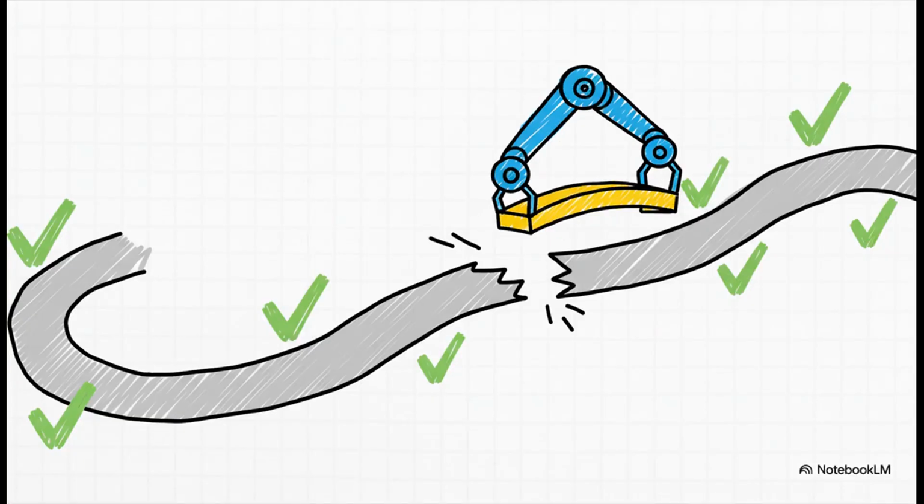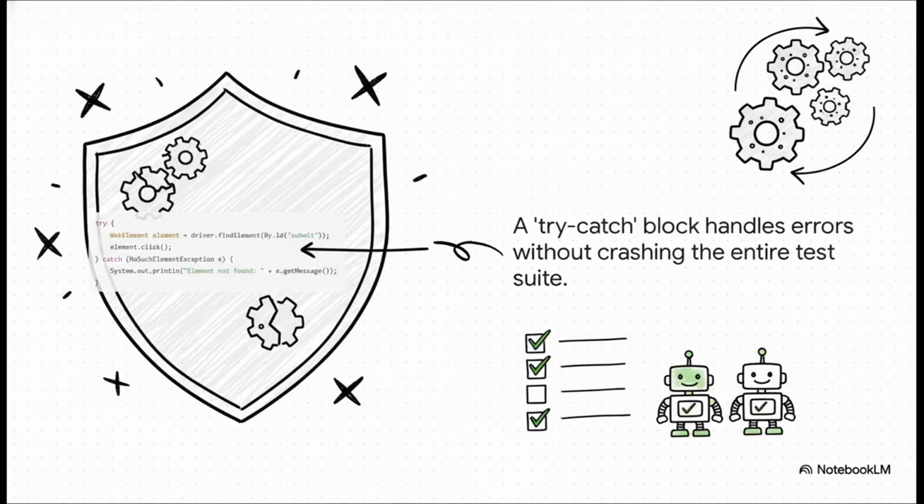You know, a great test framework isn't just about what works. It's about how gracefully it handles what doesn't. Because believe me, unexpected errors are going to happen. This little try-catch block you see here, it's an absolute lifesaver. Without it, one single element that's missing from a web page could bring your entire test run to a screeching halt. But with it, the error gets handled, it gets logged, and the rest of your test can keep on running. That right there is the difference between a fragile framework and a truly robust one.